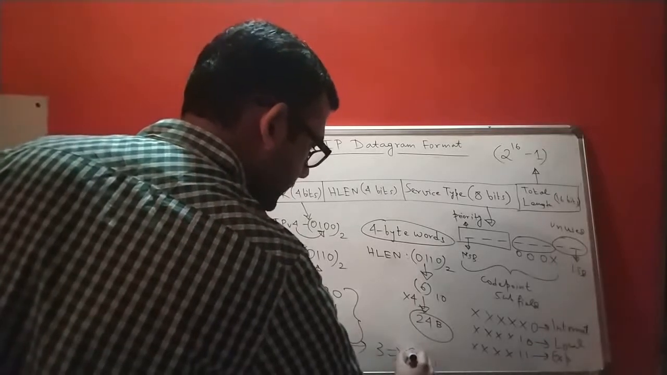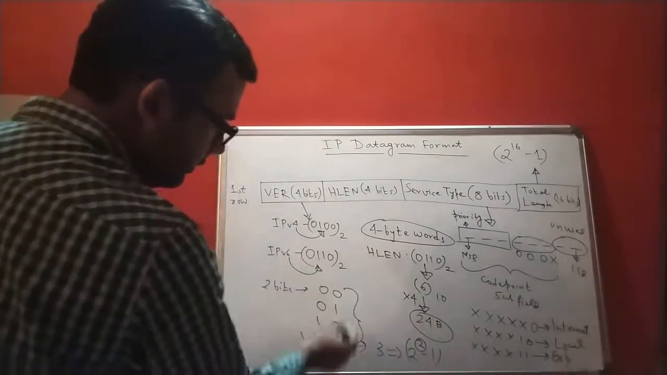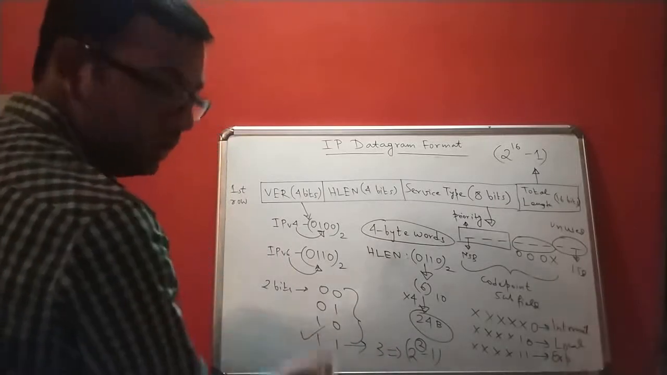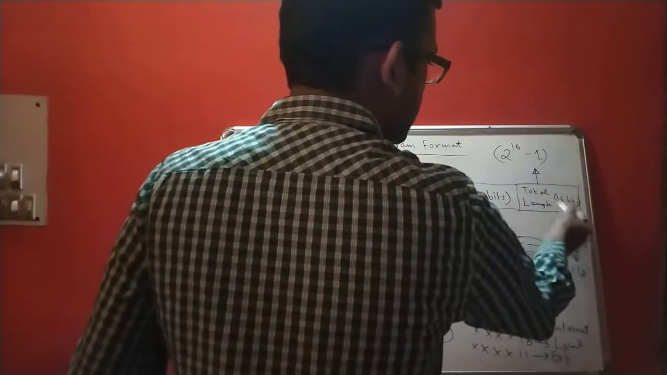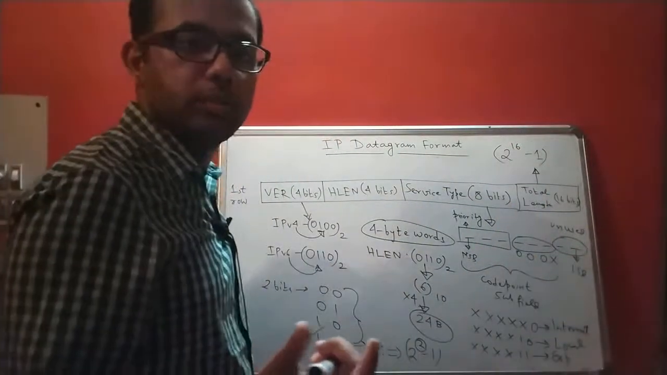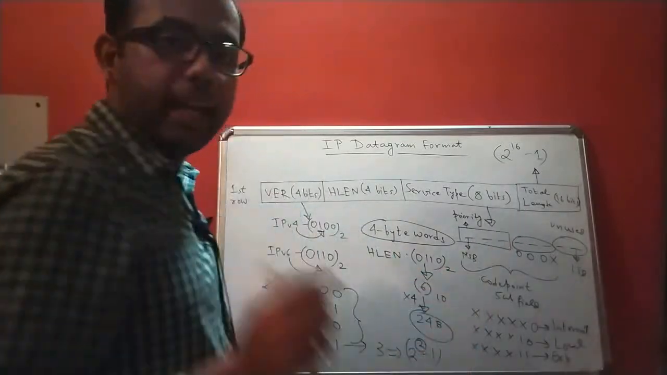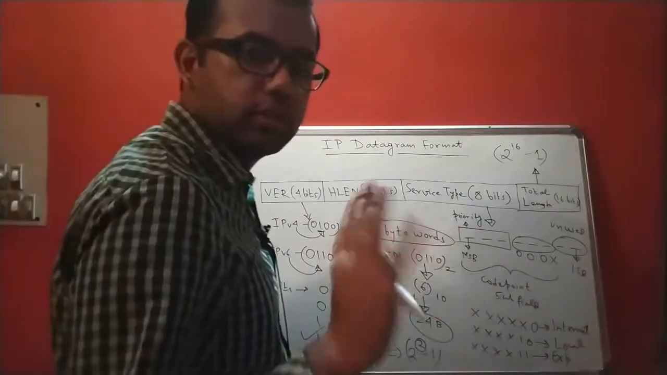You can represent 3 as 2 to the power of 2 minus 1, where 2 happens to be the number of bits that I've used to represent all these combinations. Similarly, if I have 16 bits as my total length, the maximum number that I can define is 2 to the power of 16 minus 1. That means the total length can at max be 2 to the power of 16 minus 1, which is 65,535.